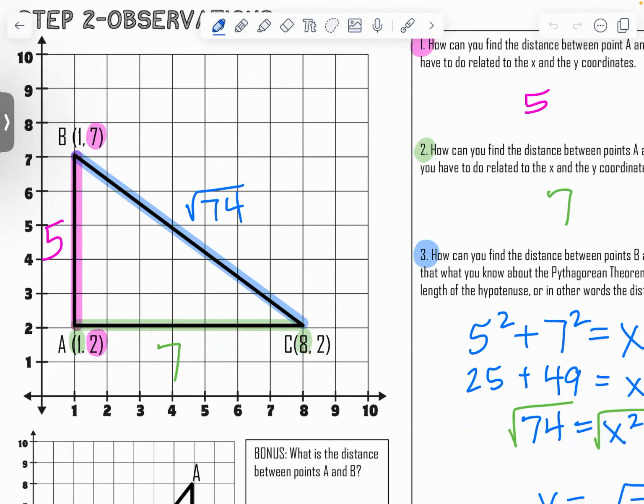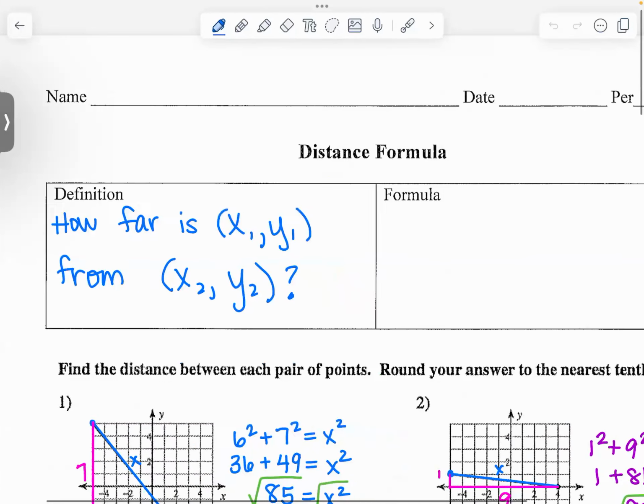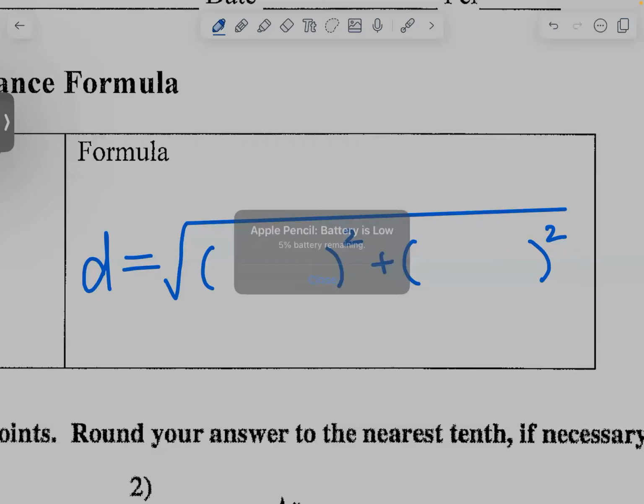Okay. When we talked about this over here, we got 7 by subtracting the x's, and we got 5 by subtracting the y's, and then we used the Pythagorean theorem. So we have something that's called the distance formula that comes from the Pythagorean theorem. I want you to write that the distance equals, okay? With the Pythagorean theorem, we take something squared plus something squared, and then it usually equals x squared. So when we get our answer, we have to square root it.